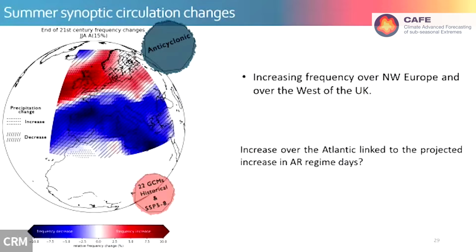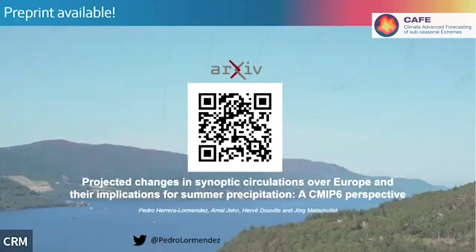We have discussed further how these circulations actually influence precipitation during summer. Some of these detailed results are available in our preprint; at the moment the article is under review. We have, for example, done a decomposition to see how these changes in precipitation can be attributed to the frequency changes or to other factors like thermodynamical, dynamical changes, etc.